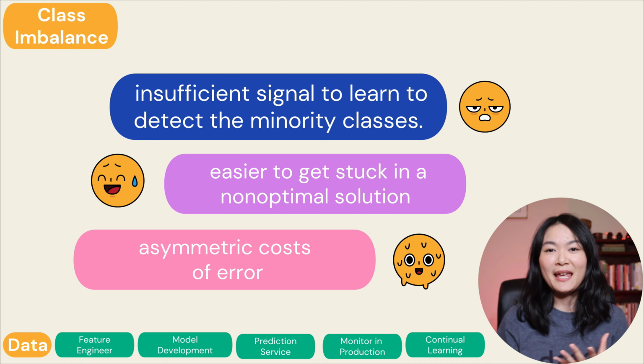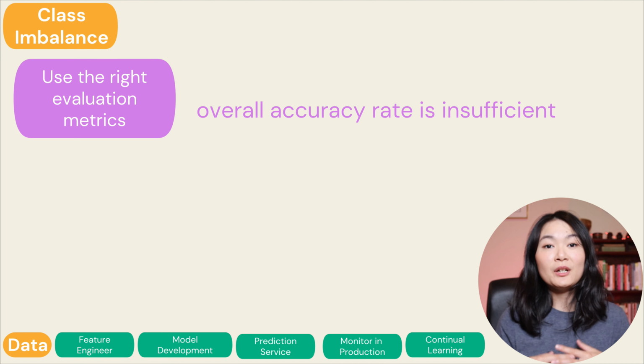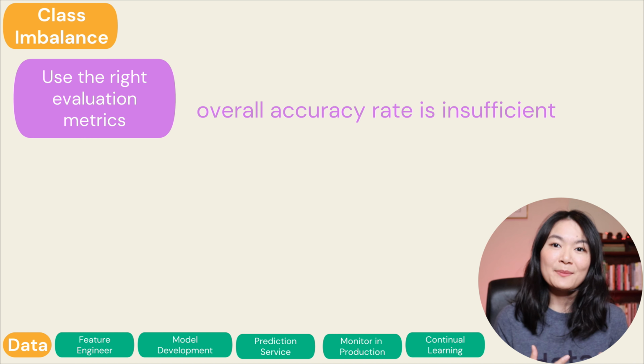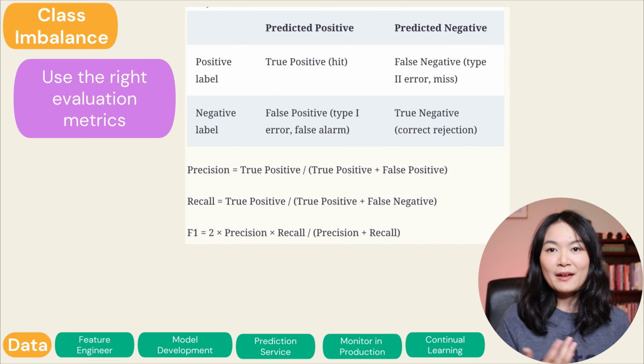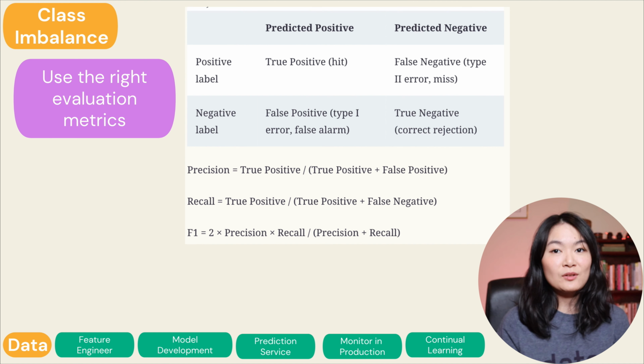There are 3 ways to handle class imbalance. You can use the right evaluation metrics. We all know that the overall accuracy rate is not enough for tasks with class imbalance because it treats all the classes equally. Instead, we should pay attention to F1 score, precision, and recall. Those are the metrics that measure your model's performance with respect to the positive class in binary classification problems because they rely on true positives.